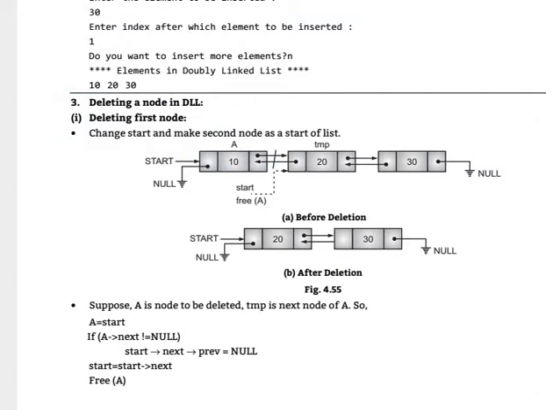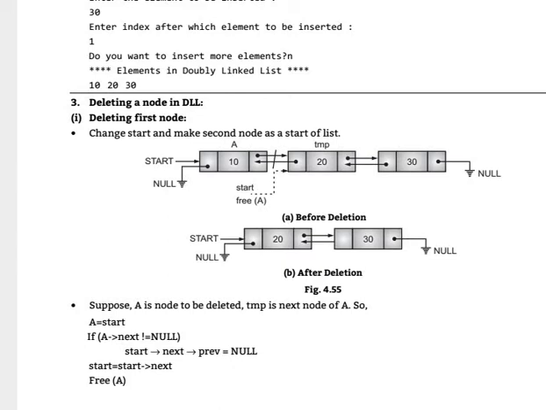Deleting a node in DLL, under deleting the first node: change start and make the second node the start of the list. Before deleting and after deleting, the start is changed and the second node is made the start of the list. Means when deleting the first node, you change the start to the second node, and obviously this node is freed, and after the deletion the new list is there.